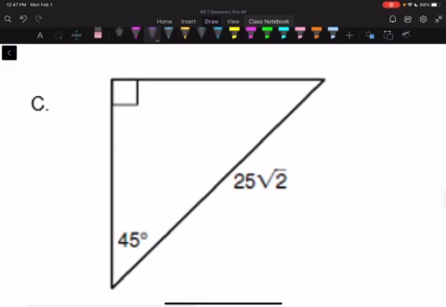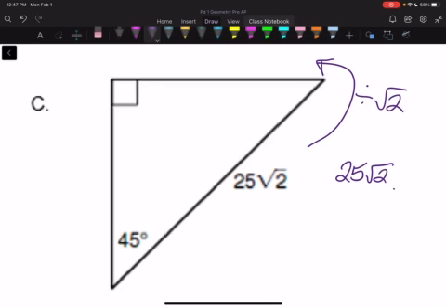This time we're going to go backwards. So before, going from leg to hypotenuse, we would multiply. So this time, I need to divide by the square root of 2. So 25 square roots of 2 divided by the square root of 2. Well, the square roots of 2 cancel. So my length is 25.